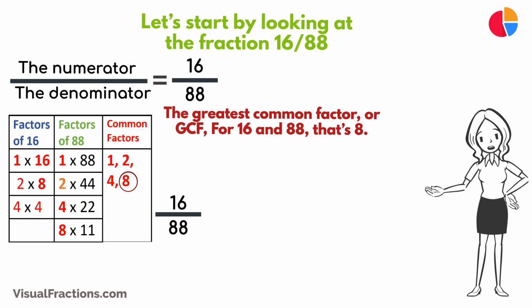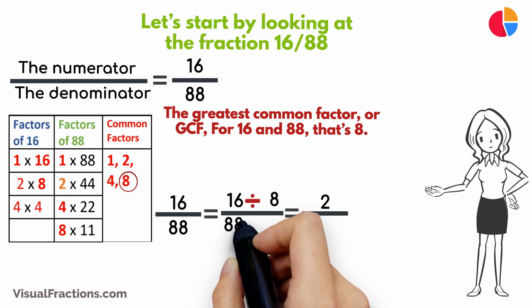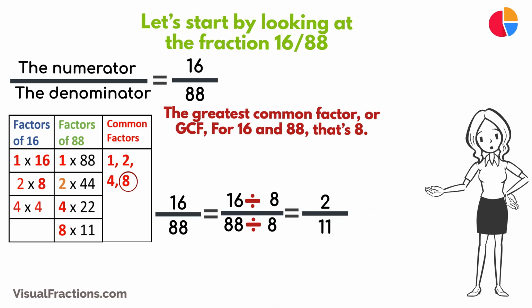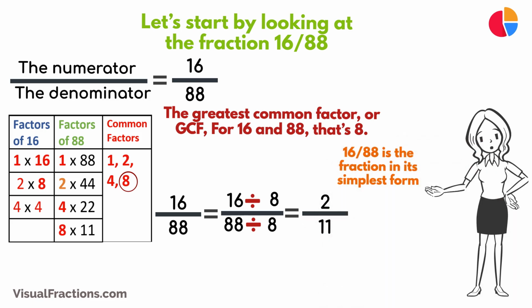We start by dividing 16 by 8, which gives us 2. Then we divide 88 by 8, which results in 11. So, simplifying 16/88, we end up with 2/11, which is the fraction in its simplest form and cannot be reduced any further.